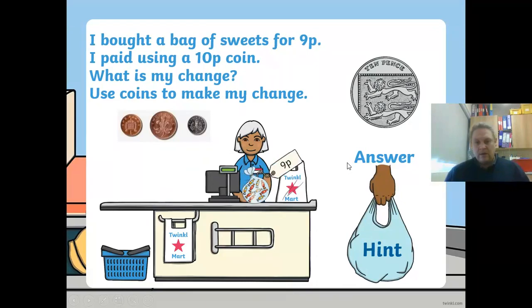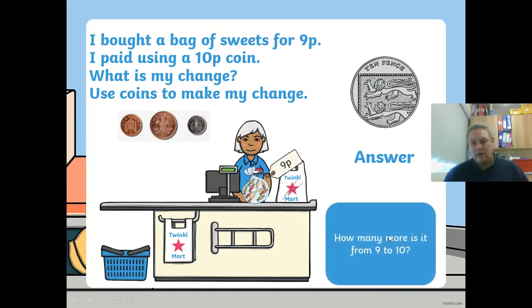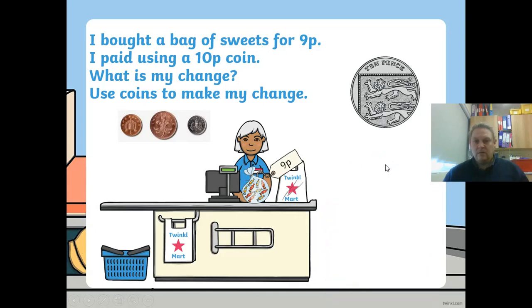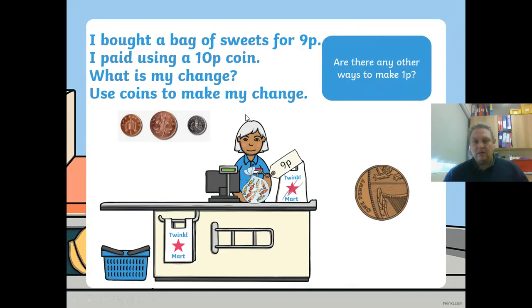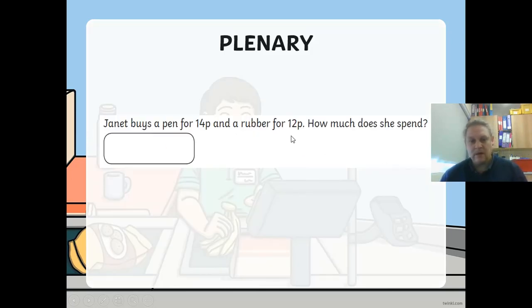We've got 9p. How much change are we going to get this time out of 10 pence? Let's have a look at our hint. How many more is it from 9 to 10? 9, 10. We're going to have 1p. Can we make the change up any other way? No, we can't, can we? 1p is the smallest we can go, so we can only have a 1p piece. That's our only option.